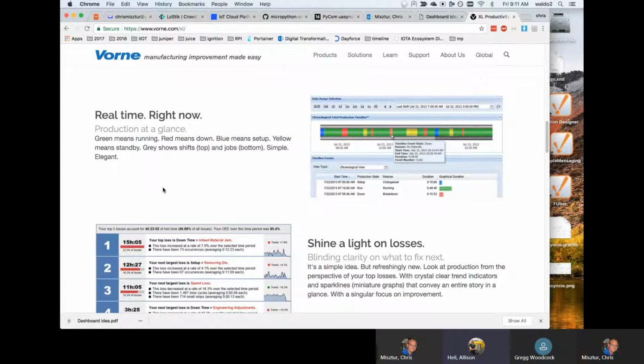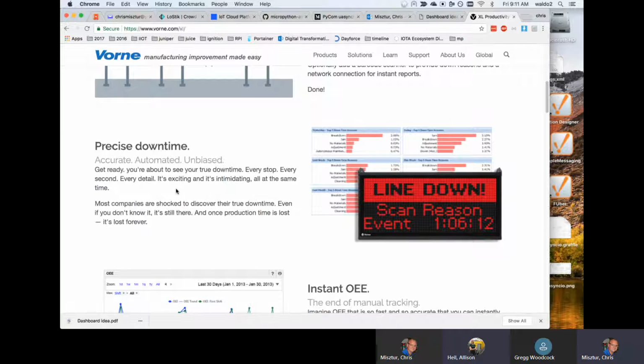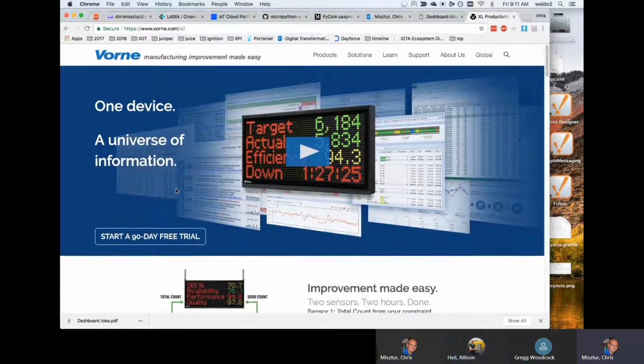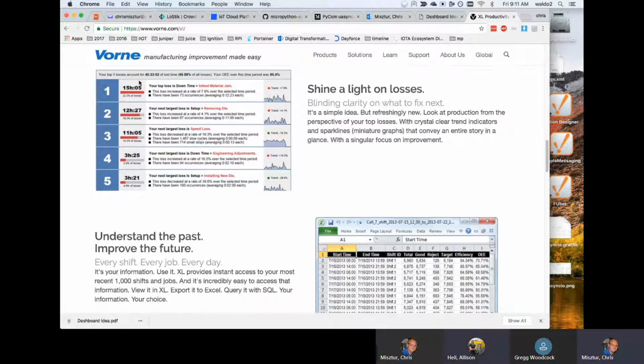What is that? This is the software that's developed here near us, and they basically do a lot of the graphing that we're talking about. Maybe there's some ideas to be taken from them. Like, for example, this top 5 losses. I really like this one.